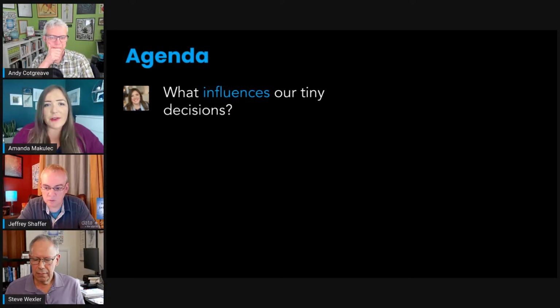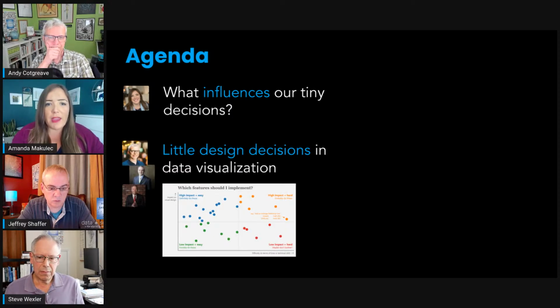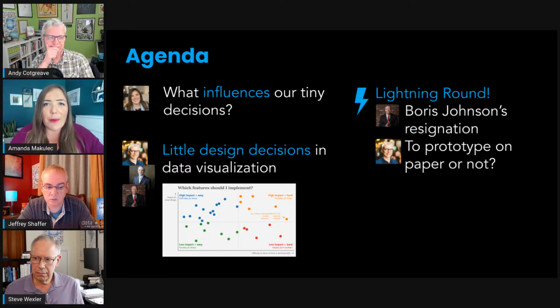Today, our agenda is as follows. We're going to talk a little bit about some of the reasons why we picked this topic today, the things that influence our tiny design decisions, and what it is that we would like to dig into today. Then we'll talk about those little design decisions in data visualizations, and each of my three co-hosts has some great examples teed up to share ideas around how we think not only about what those decisions are, but how we gauge how much time we spend on them, which I think is really important. And then, as always, we'll try to close out with our lightning round. We'll talk about Boris Johnson's resignation and the chart with the y-axis that kept breaking, and whether to prototype on paper or not, and point back to an interesting conversation that sparked off on Twitter a little while back from Andy.